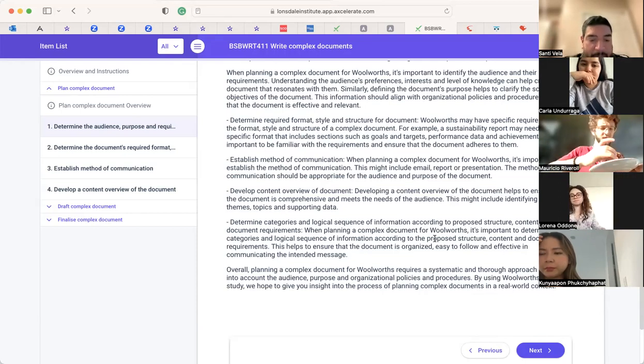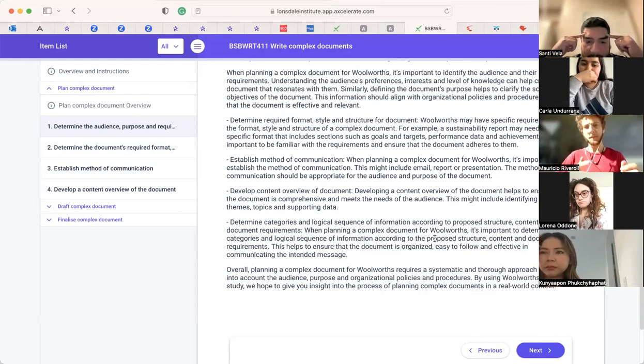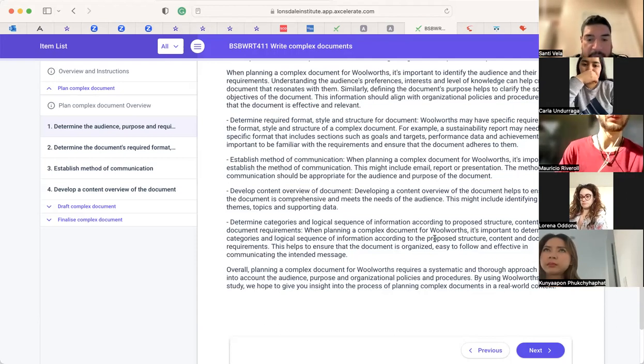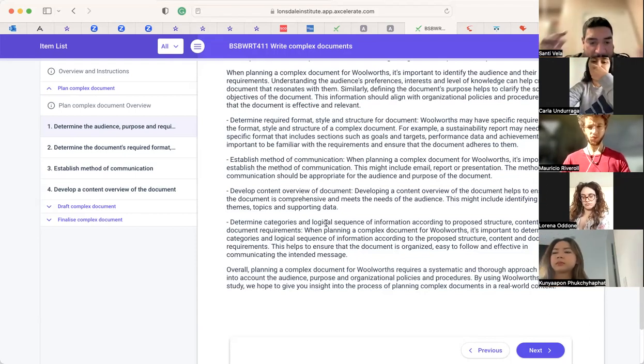So the structure, don't forget about it. Categories, usually introduction, body, conclusion. Don't forget about that. Introduction, body, conclusion. That's how we humans understand information. That's how we learn. Okay, cool. So that is going to give us this last part, which is the logical sequence and the information. All right. And then we will have a document that is organized, easy to follow, and effective.